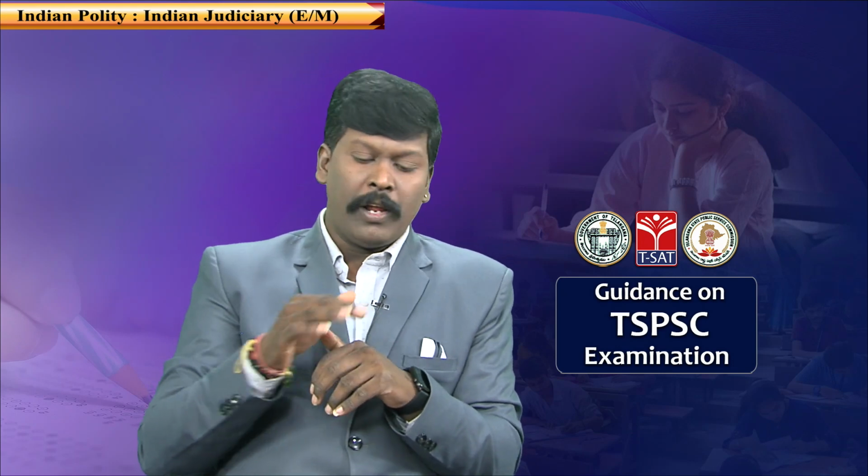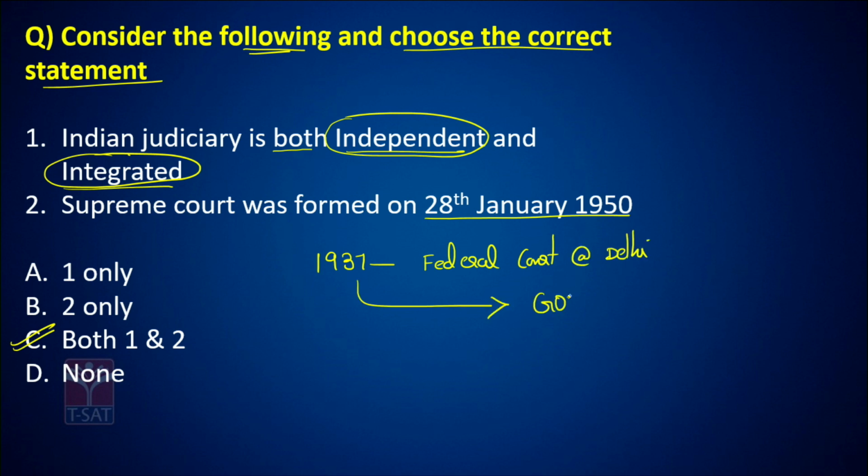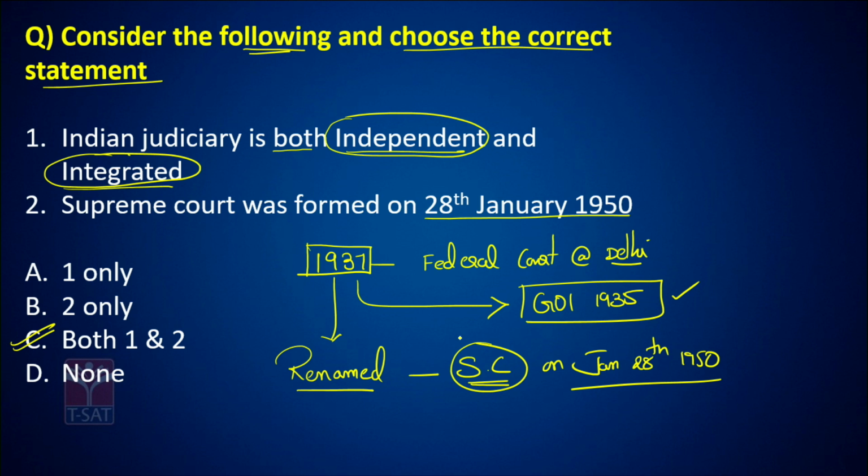Now coming to the Supreme Court. The Supreme Court was formed on January 28, 1950. Now look at this carefully. In the year 1937, the Federal Court was established at Delhi as per the recommendations given by the Government of India Act 1935. This Federal Court was renamed as the Supreme Court of India on January 28, 1950.